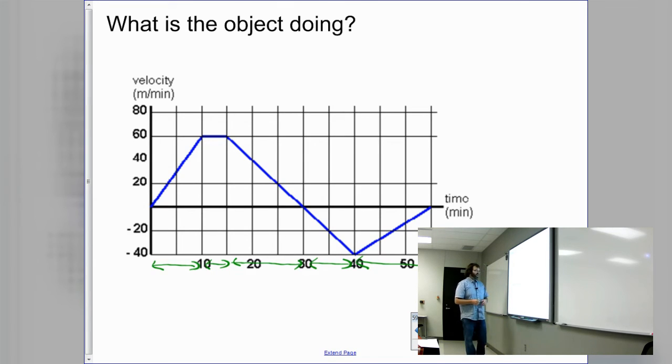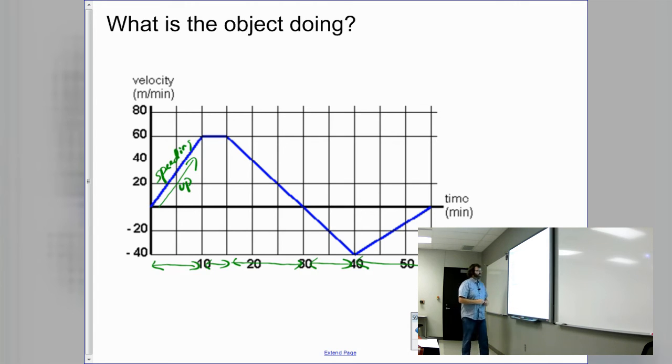So let's start at the beginning. At 0 seconds, it's starting its motion. And what it's doing, if we watch the graph, we can see that the speed is increasing. Speed is going up, going from 0 meters per minute to 60 meters per minute. So I'm going to write it right on the graph. Speeding up.